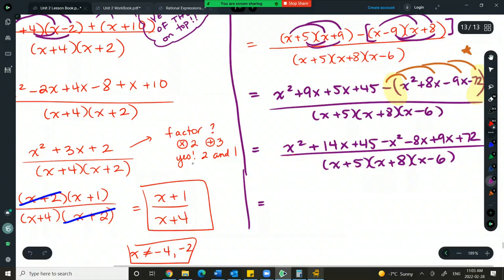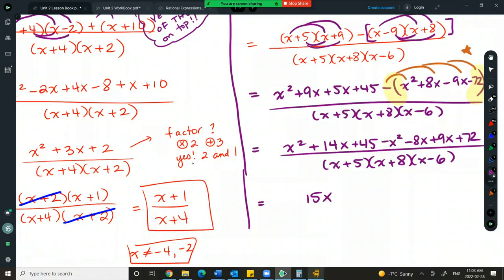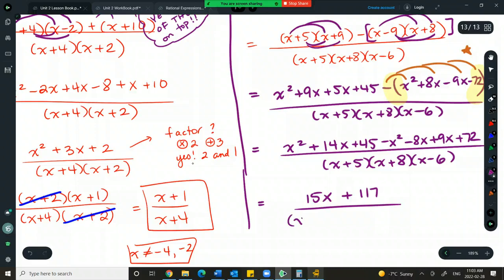So I think we have 15x on top now. 14, and then this is just 1x right here. And then 45 and 72, 117. And same denominator as before.